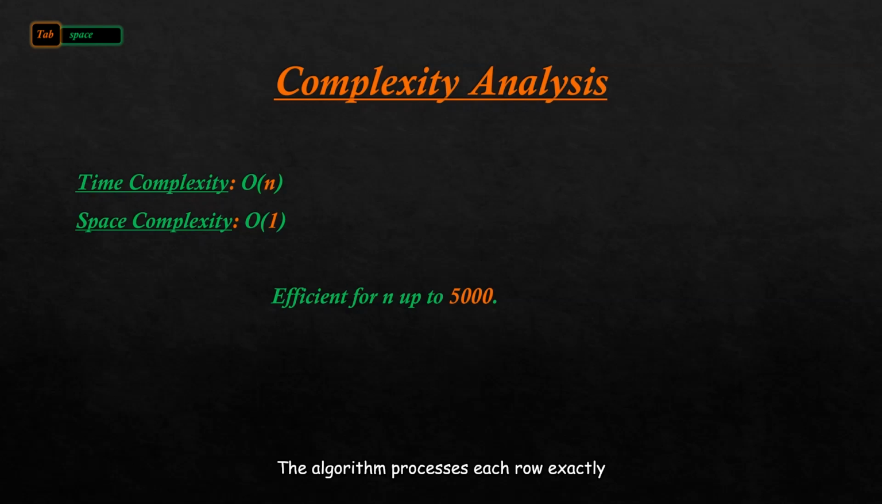The algorithm processes each row exactly once, resulting in a time complexity of big O of n. Only two variables are maintained throughout execution, giving a space complexity of big O of 1. This makes the solution efficient even for the maximum allowed value of n.